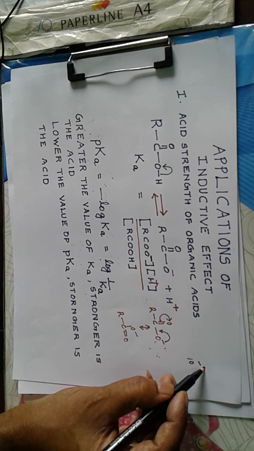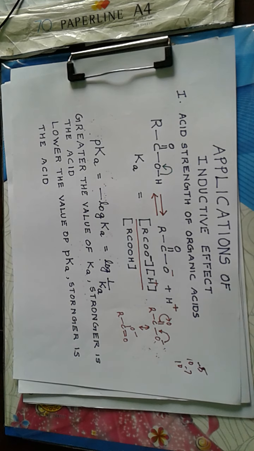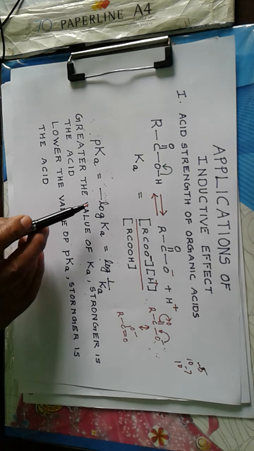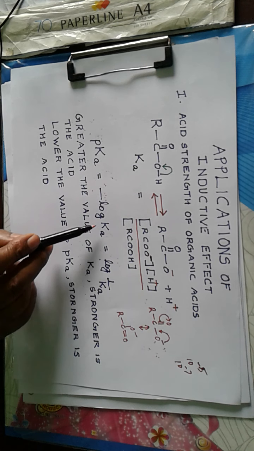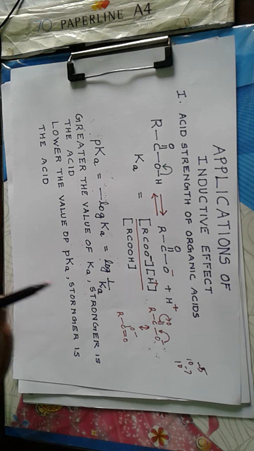So 10 raised to minus 5 or 10 raised to minus 7, etc. Now such quantities cannot be easily compared. So what is done is you take minus log k, which is called pKa. So pKa means minus log k, or we can write it as log 1 by k.